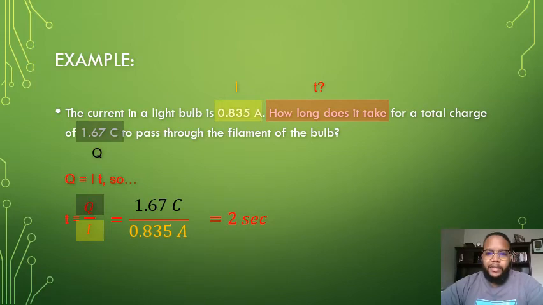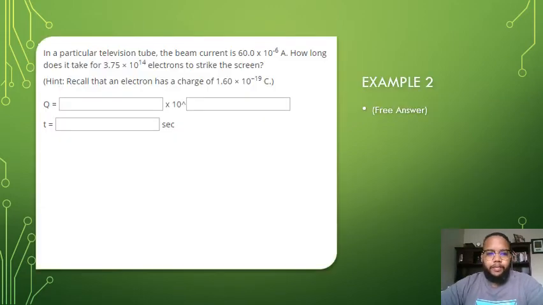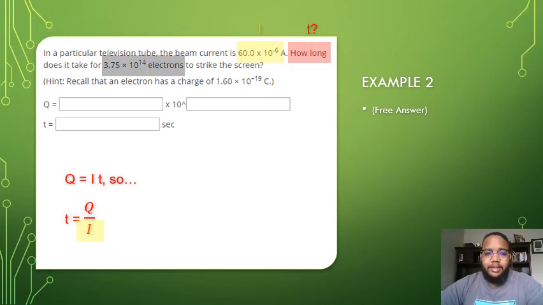Let's try another example. Free answer alert. This one's on the quiz for kids in my class. How long again? That's time. Q equals IT, so T is equal to Q over I. The 60 times 10 to the negative 6 amperes, guess what that is? That is current. So that's I.